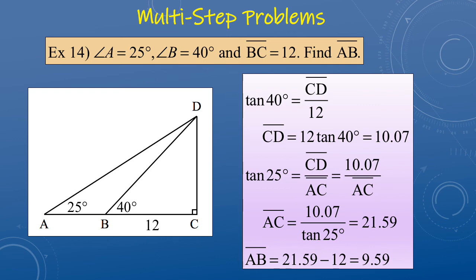So we start by finding CD by using the relationship that tangent of 40 degrees is CD over 12. And therefore CD is 12 tangent 40, and that makes CD equal to 10.07. We then work with the 25 degrees and realize that tangent of 25 degrees is CD over AC. But now we know CD, which is 10.07, and we're solving for AC. So therefore AC is equal to 10.07 divided by the tangent of 25 degrees, and that makes AC equal to 21.59. And therefore AB must be 21.59 minus 12, which is 9.59.